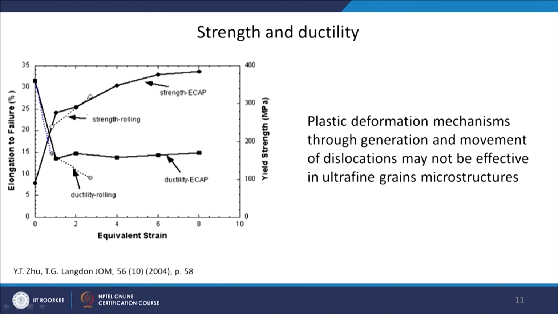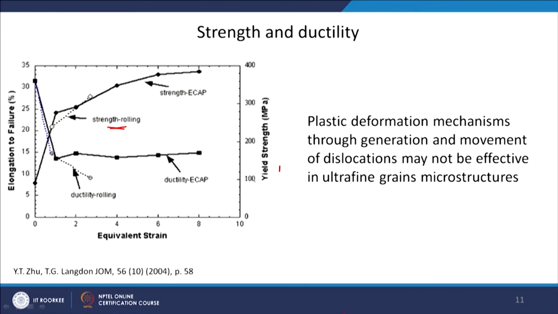The dotted circle here gives the strength after the rolling. So, in rolling you can achieve maybe the maximum strain of around 2.2 or 2.4, whereas in case of ECAP you can go up to a strain of 8 in this case, in fact you can go more also. So, what is the effect of this imposition of strain? The yield strength is on the other side.